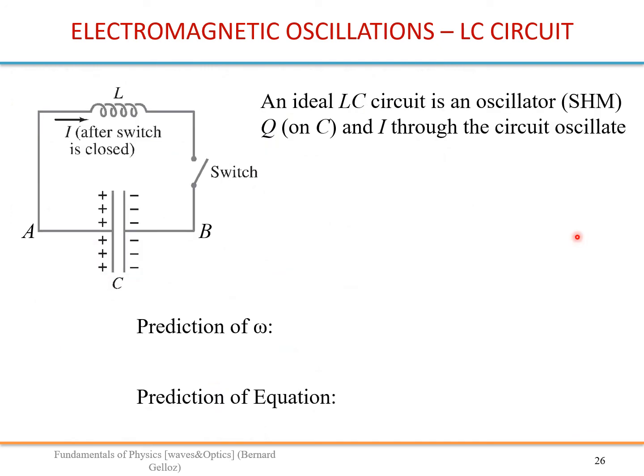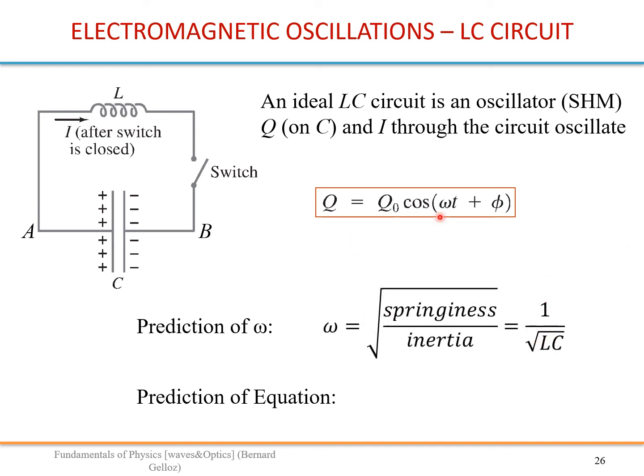So let's try to guess what omega should be and the equation from what we know about simple harmonic motion. First of all, we know Q will oscillate, so you can write it like this. This is the equation of a simple harmonic oscillator, so it should obey this kind of equation. Can you predict omega? Well, if you know what your springiness is and what your inertia is, you should.